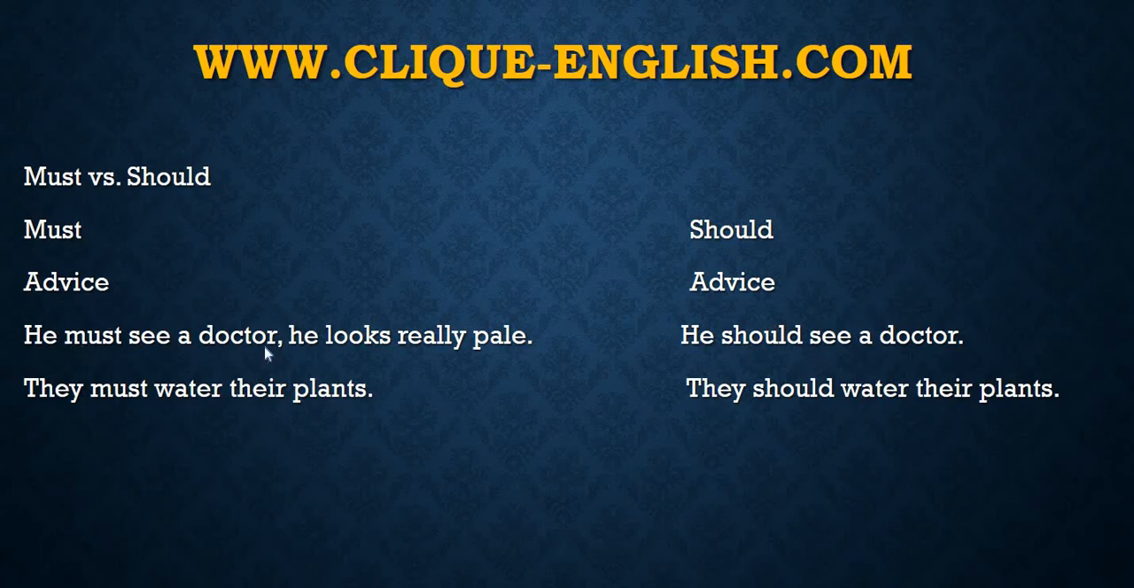So when someone says he must see a doctor, it means he doesn't have an option and he must do it. He must go to a doctor. He should see a doctor. The choice is there. The problem is not severe. They must water their plants. That means probably their plants are dying. They must do it to save the plants. They have no option. The advice is really stronger.